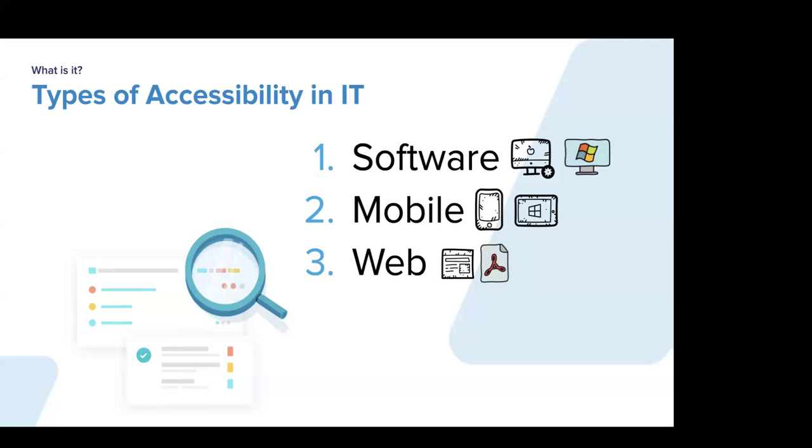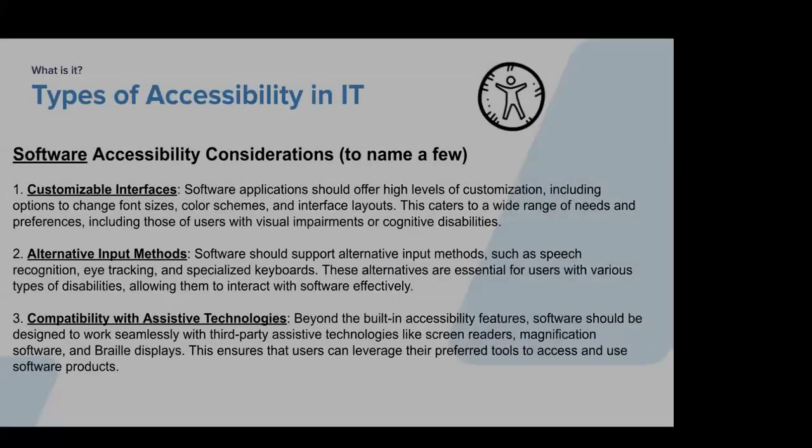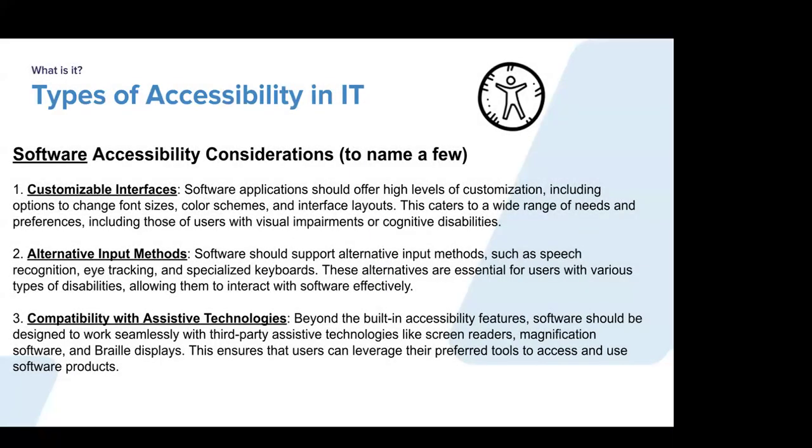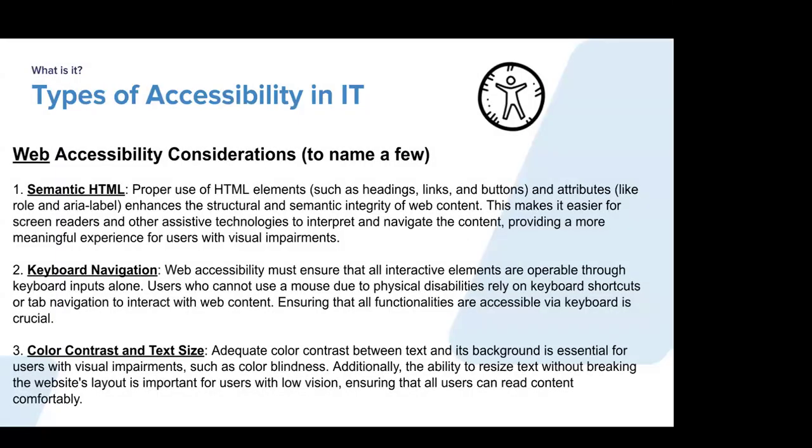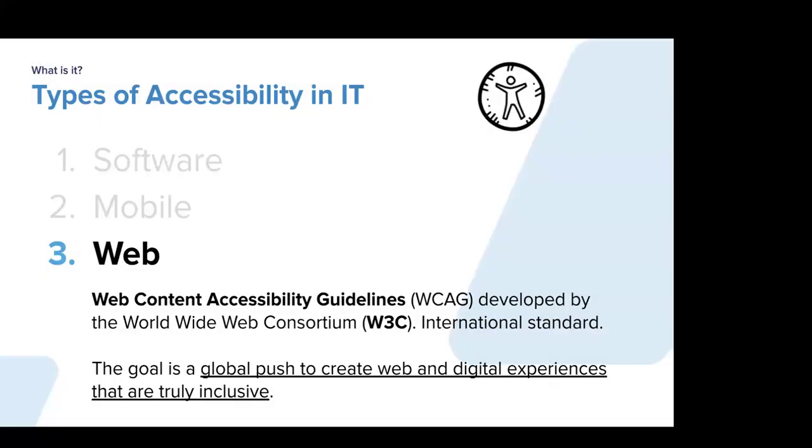Three types of accessibility in IT: software, mobile, and web. Not going to spend a lot of time here. I will also share these slides if anybody wants to grab them at the end. But software, mobile, and web, a lot of this is overlap, so we're talking about some success criteria that really fall into all three camps. But it is important to break that apart and be aware that there are three types in IT. Today, we're talking about web, of course.